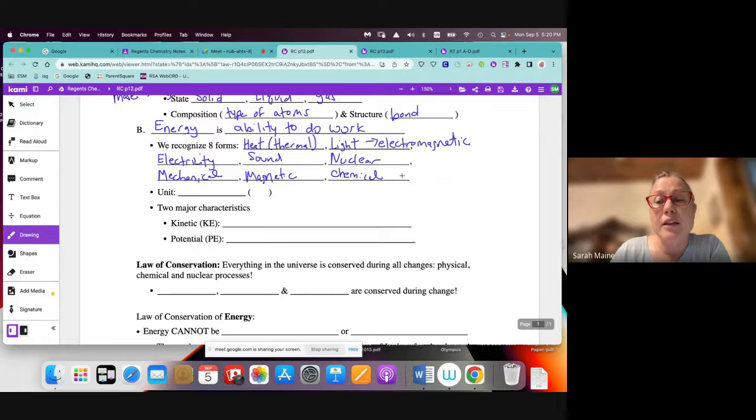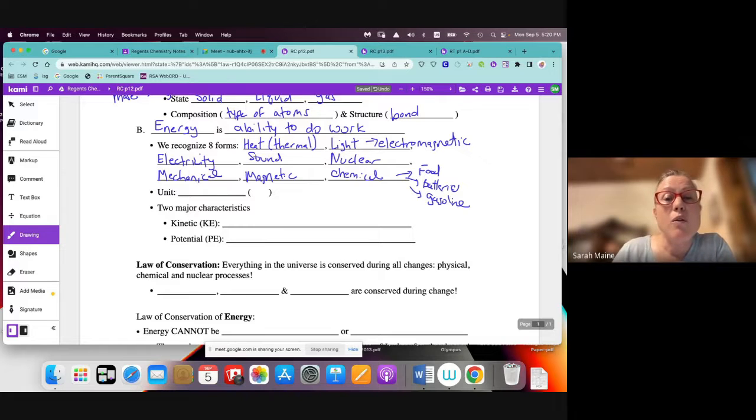Examples of chemical energy would be things like the food you eat, because that supplies energy, batteries, or gasoline for your vehicle. Those would all be examples of accessing chemical energy.